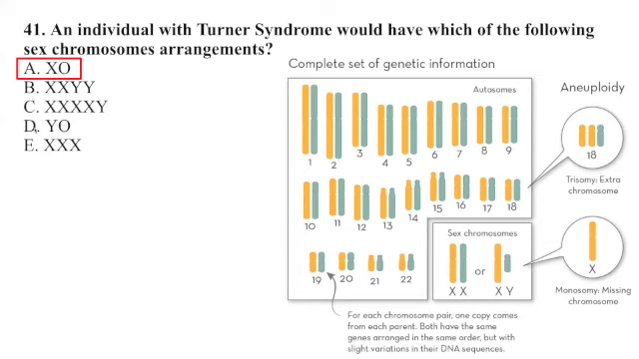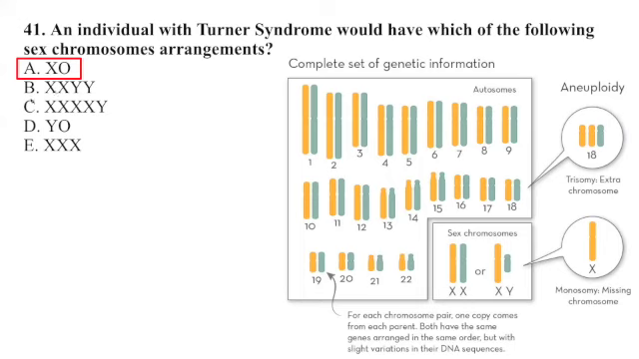So A here, YO, is actually non-viable since there's no X chromosome whatsoever. So an embryo that was fertilized by a sperm... an egg wouldn't have a Y. Anyway, if you had an embryo with this genotype, it wouldn't survive. And so A is our answer.